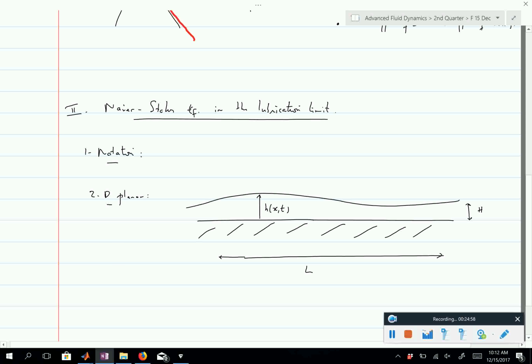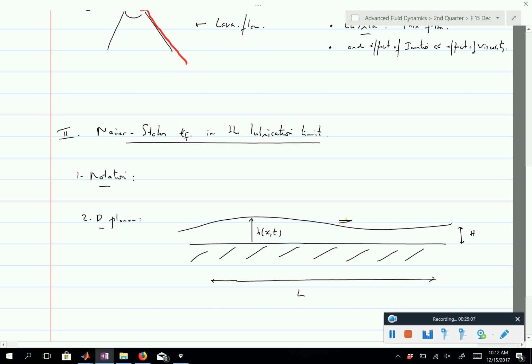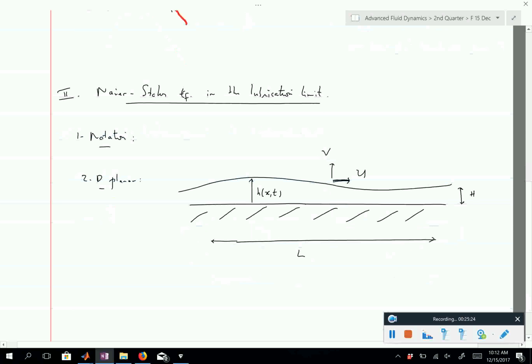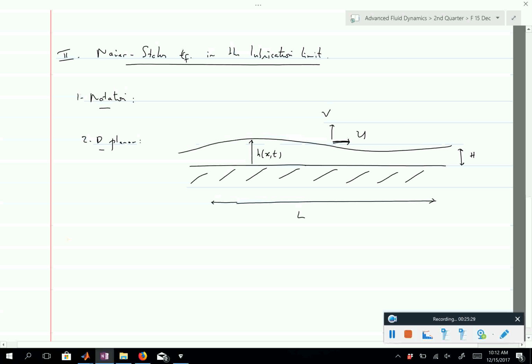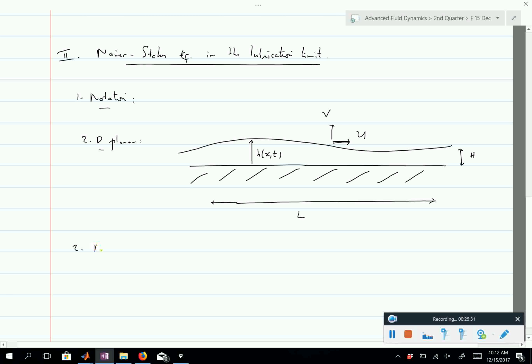Now we also need scales for velocity, and at this point, just like in the case of the boundary layer, of course, you have flow. Most of the flow will be in the u direction. So we'll call capital U the flow in the u direction, but we don't know what the scale is for the flow in the v direction. At this point it's unknown, so we'll still keep it as a capital V. And now we have to non-dimensionalize our equations.